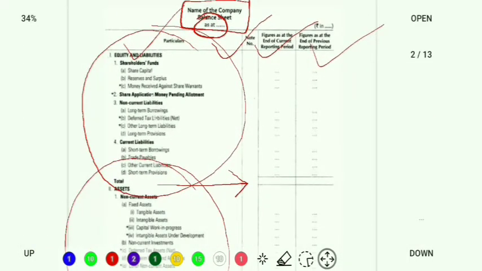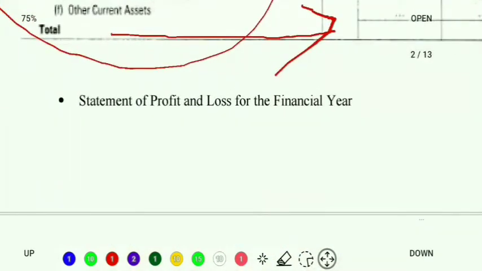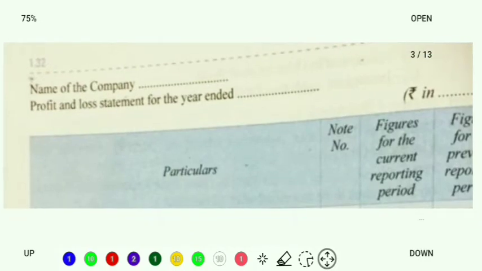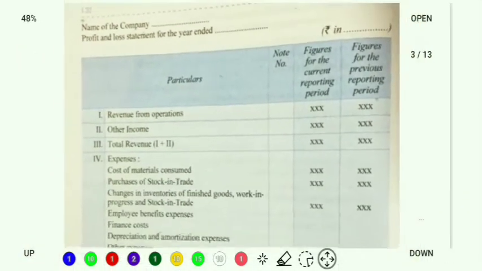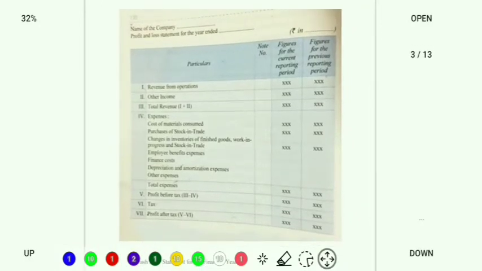Next, we shall move into looking at the format for statement of profit and loss. So the second financial statement whose format I would be showing you is my statement of profit and loss. So let's have a look at that, how it looks. So this is how my statement of profit and loss looks. I have already told you that statement of profit and loss is nothing but it is just the PL account that we used to prepare.